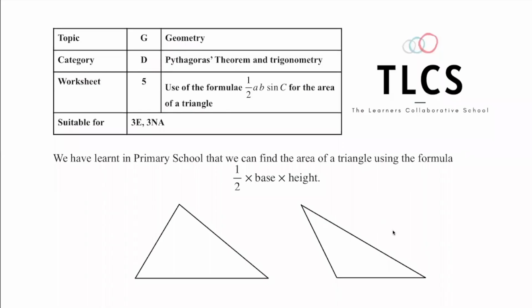Okay, so GD5 here is a continuation of what you have learned in Pythagoras theorem and trigo. Previously we did revision of your Pythagoras theorem and converse of Pythagoras theorem. All these are for right angle triangles. Last week we did trigo of obtuse angles. Obtuse angles are basically any angle bigger than 90 degrees but smaller than 180 degrees.